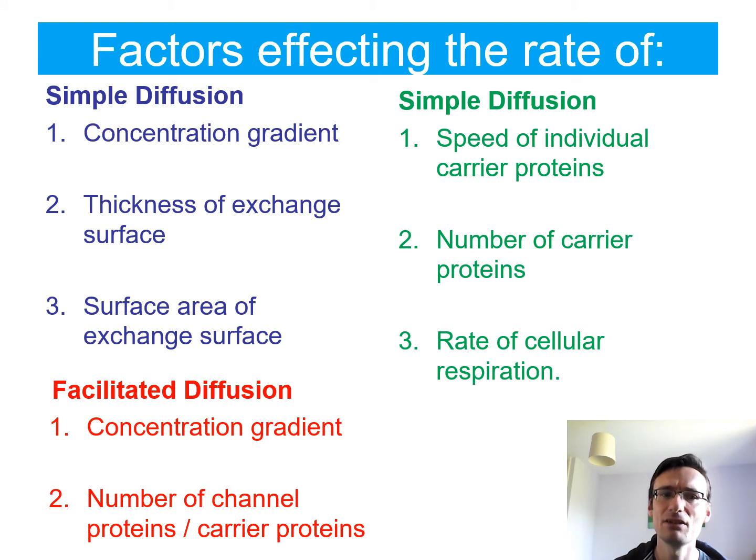Now we've done the factors affecting the rate of facilitated diffusion and simple diffusion. I've just realised that I've rewrote simple diffusion there, so I'm going to cross that out. The factors affecting the rate of active transport are the following. The speed of the individual carrier proteins: if they work faster, obviously things are going to be transported quicker across the membrane. The number of proteins, but also the rate of cellular respiration. Don't forget, active transport uses energy, therefore it needs ATP, and therefore it needs respiration to happen. So the rate of cellular respiration will affect the rate of active transport in a cell.